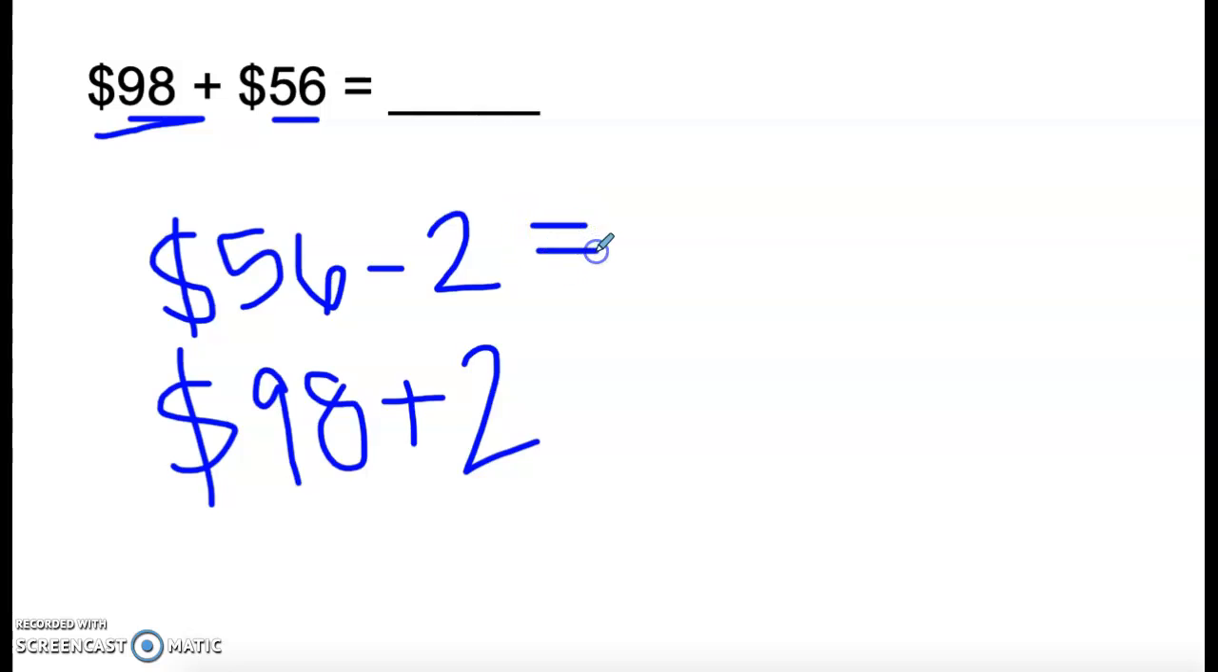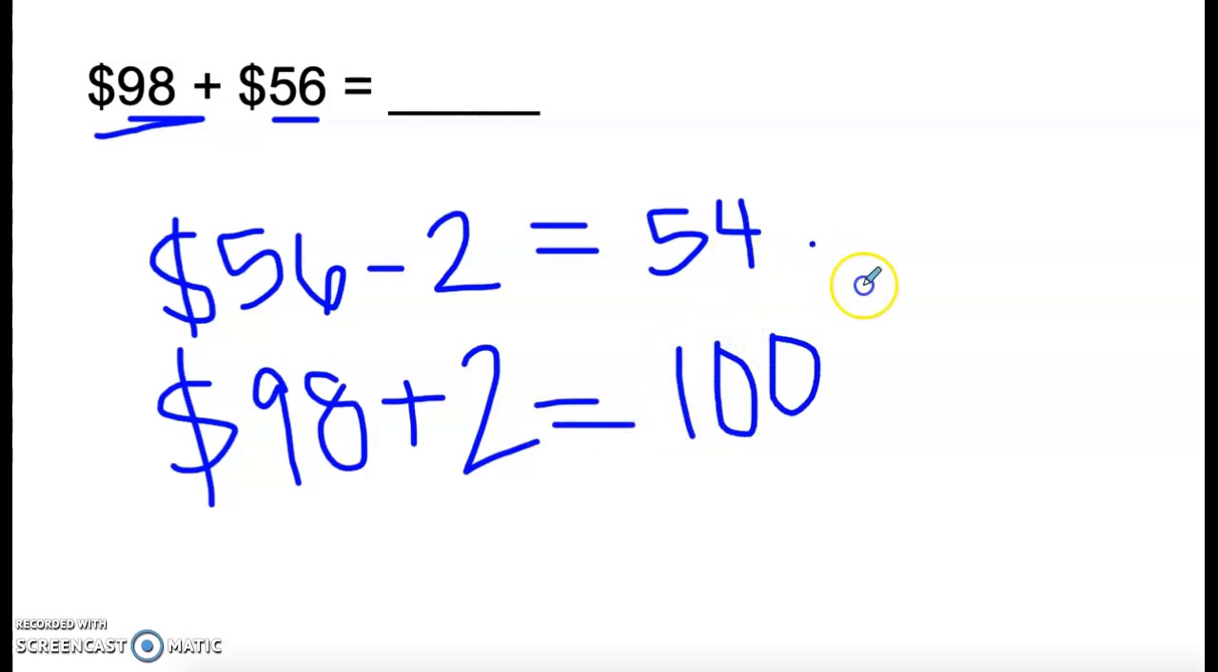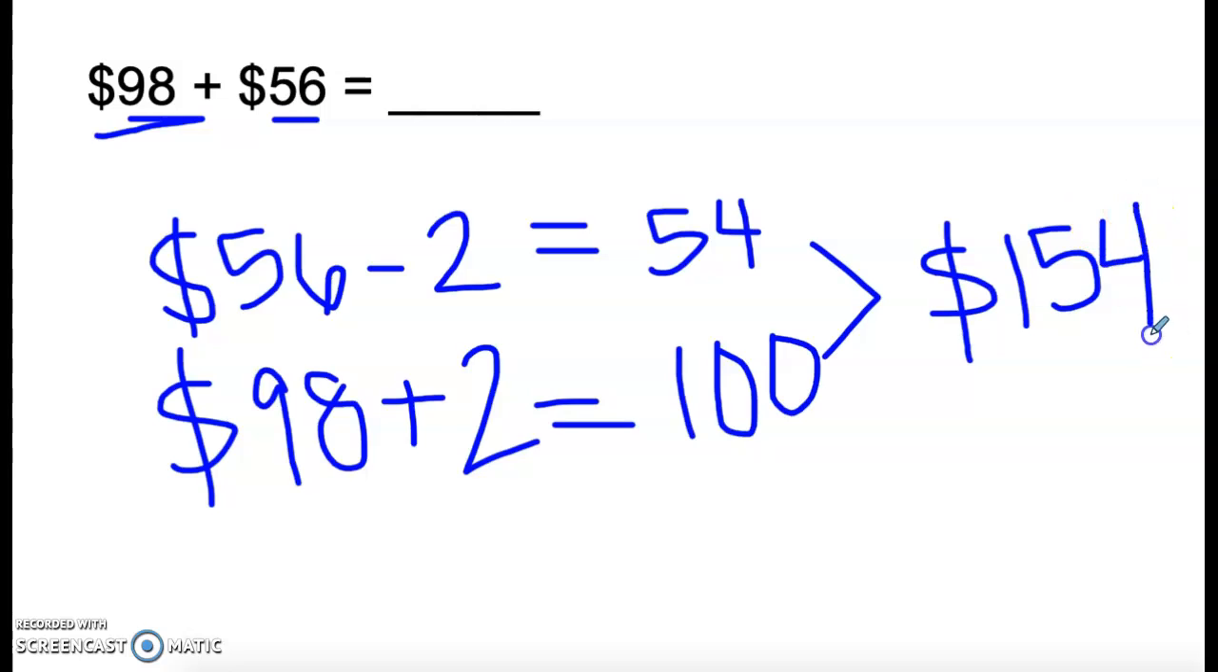And then 56, of course, minus 2 is 54. And my 98 plus 2 is my really easy 100. And now I see 100 plus 54 is 154. We just took a problem that could have been difficult and we just made it really easy for ourselves.